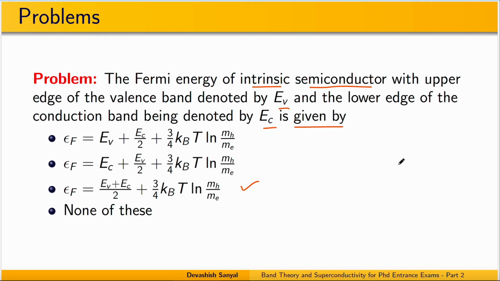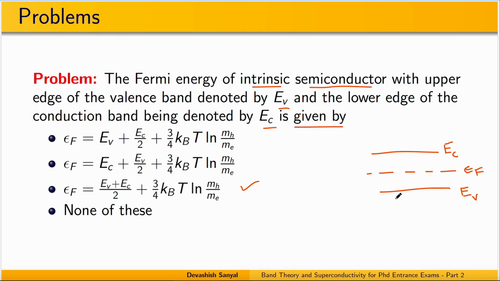Let us draw the picture. This is my valence band; the upper edge of the valence band is EV. This is my conduction band, EC, and the Fermi energy lies somewhere here. The Fermi energy in this problem is given by epsilon F.